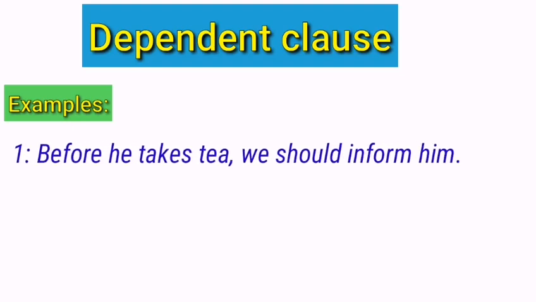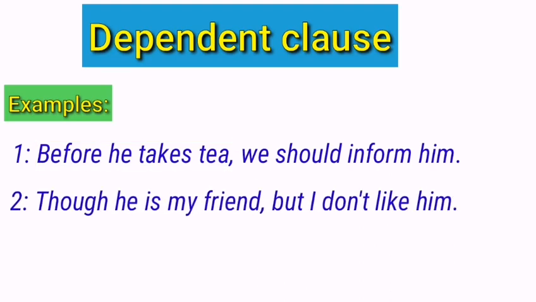Before he takes tea, we should inform him. Look at this example, the group of words, before he takes tea, is a dependent clause. But the question is, how? The answer is, because it is a group of words, and it has its own subject, he, and a verb, takes. But again, it cannot stand alone, because if you put aside this part of a sentence, then it does not make sense by itself.